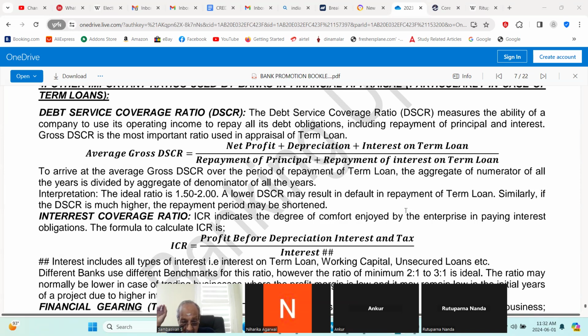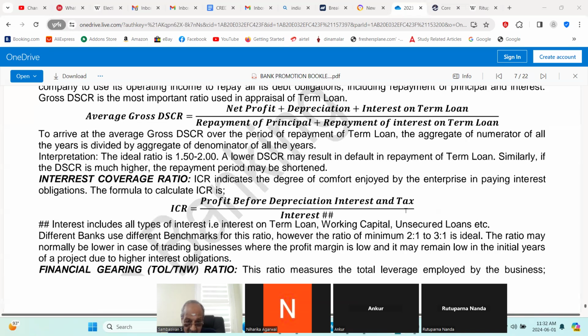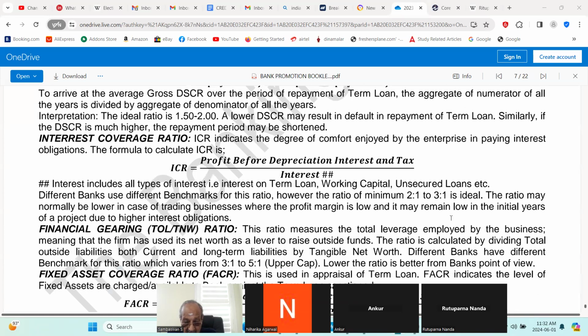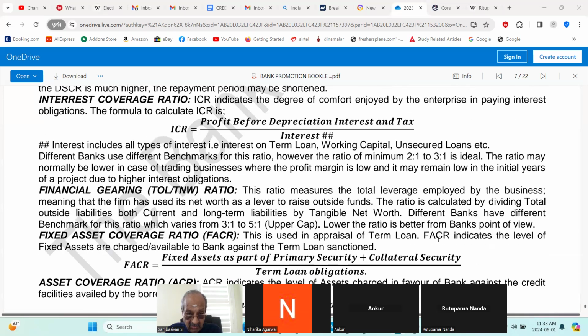Interest coverage ratio, ICR, indicates the degree of comfort enjoyed by the enterprise in paying interest obligations. The formula to calculate ICR is equal to profit before depreciation, interest and tax divided by interest. Interest includes all types of interest, that is, interest on term loan, working capital, unsecured loans, etc. Different banks use different benchmarks for this ratio. However, a minimum ratio of 2 to 1 to 3 to 1 is ideal. The ratio may normally be lower in case of trading businesses where the profit margin is low, and it may remain low in the initial years of a project due to higher interest obligations.